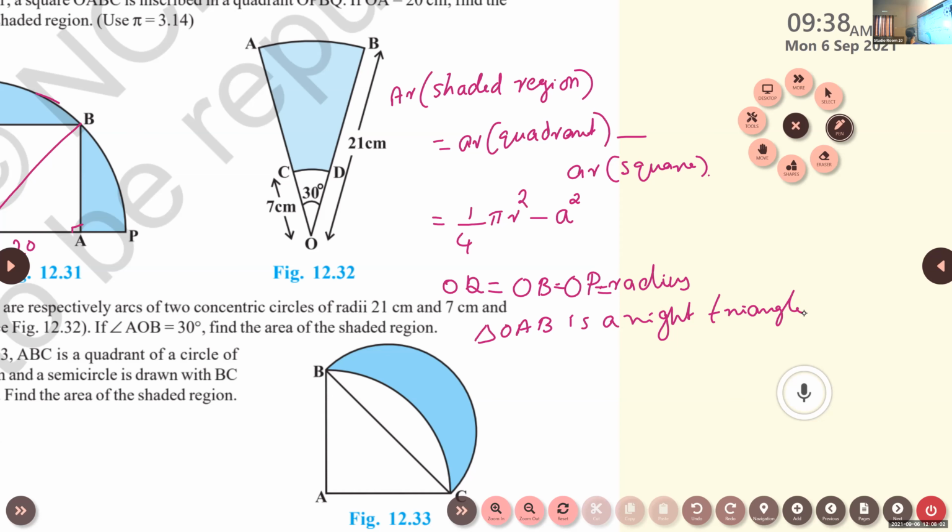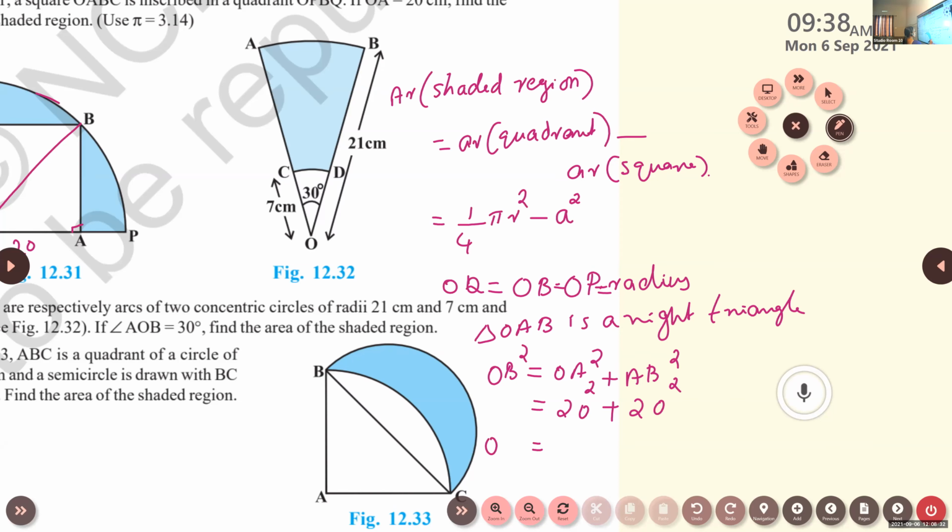Triangle OAB is a right triangle. So from there we can write, by Pythagoras theorem, OB square equal to OA square plus AB square. OA is 20, so 20 square. What's the length of AB? It is 20, because it is a square. 20 square.